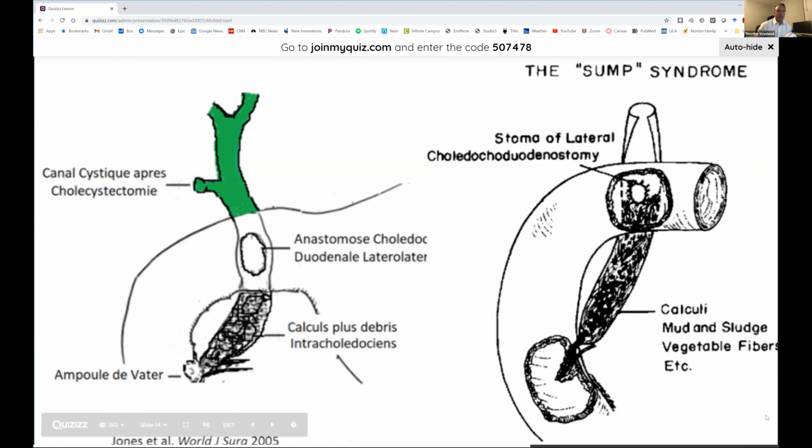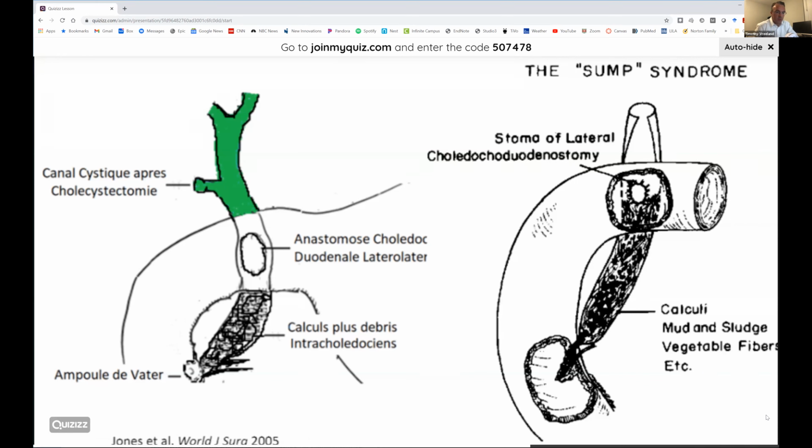Yeah. So I think so. They did a side-to-side choledochoduodenostomy. So on the left there, that's kind of what you see. And the problem with doing that is that the limb of bowel sewed to the bile duct is not defunctionalized. So that means food is coming through it.